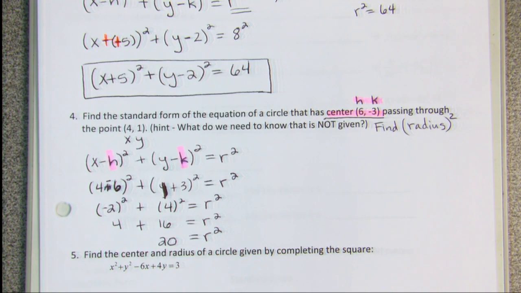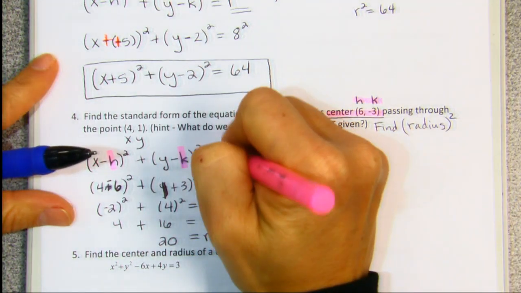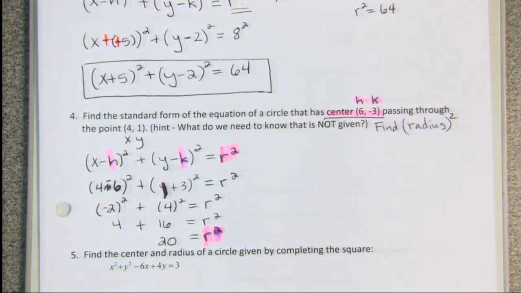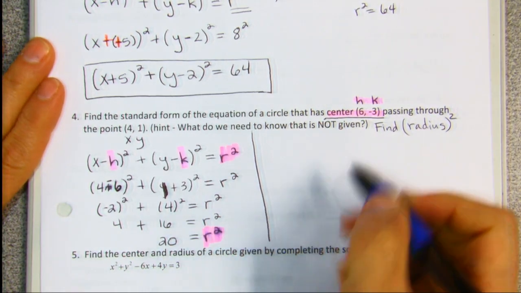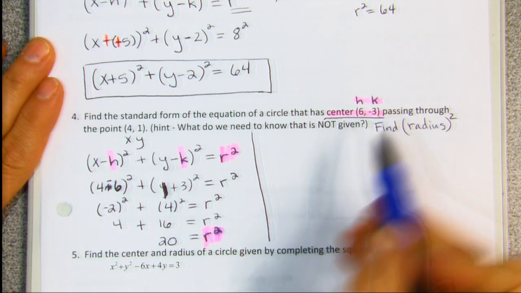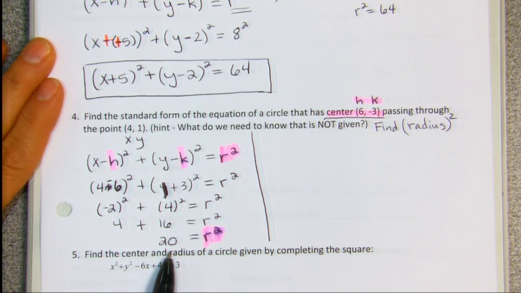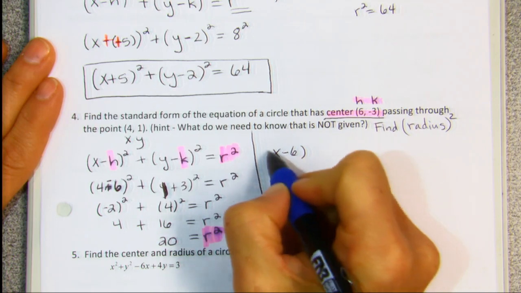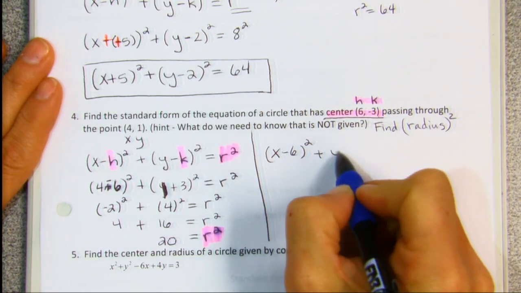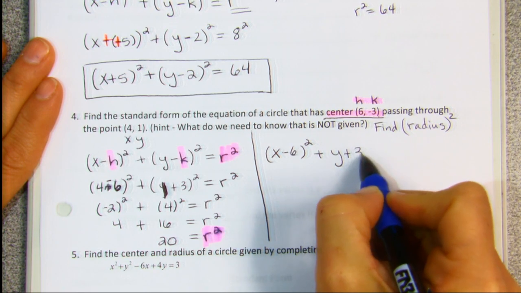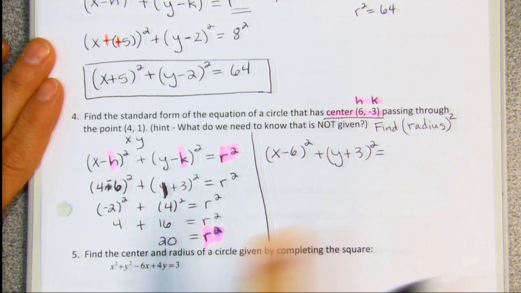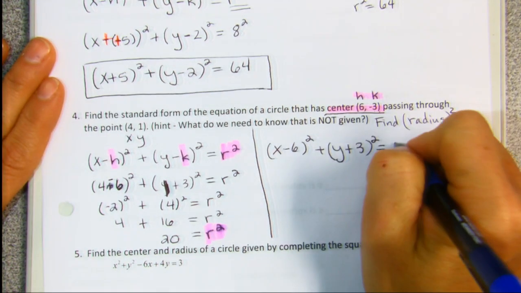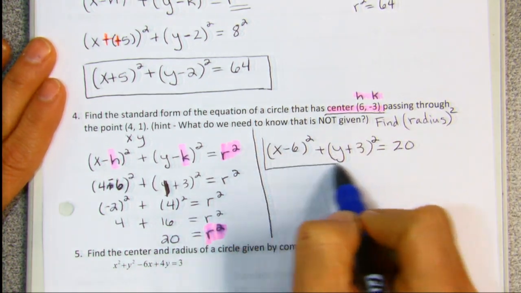But technically, our formula calls for radius squared, doesn't it? I don't need to find the square root of that or anything, which is really nice. I can just use 20. So to find the equation of the circle, we're just using the center and our radius squared value that we just found. So we have x, and the opposite of 6 is minus, so minus 6 squared, plus y, the opposite of -3 is plus 3 squared, and since we found radius squared to be 20, we just write 20. And that would be the equation.